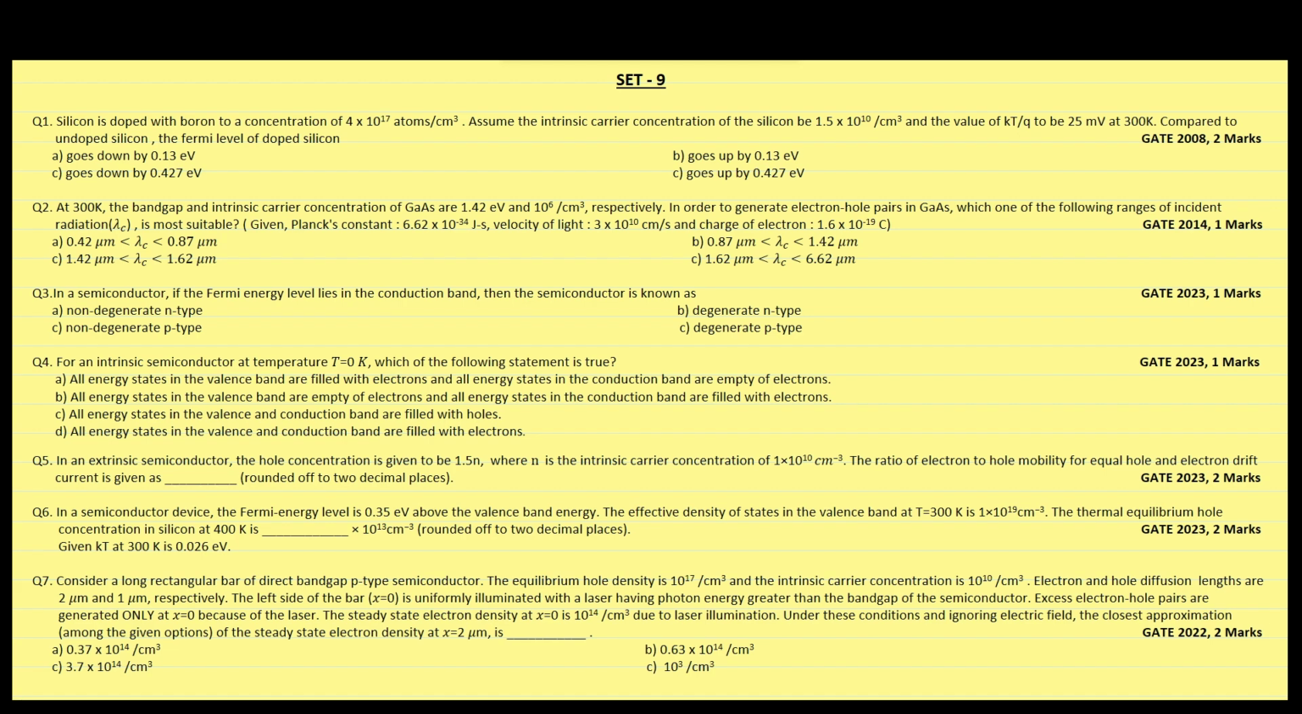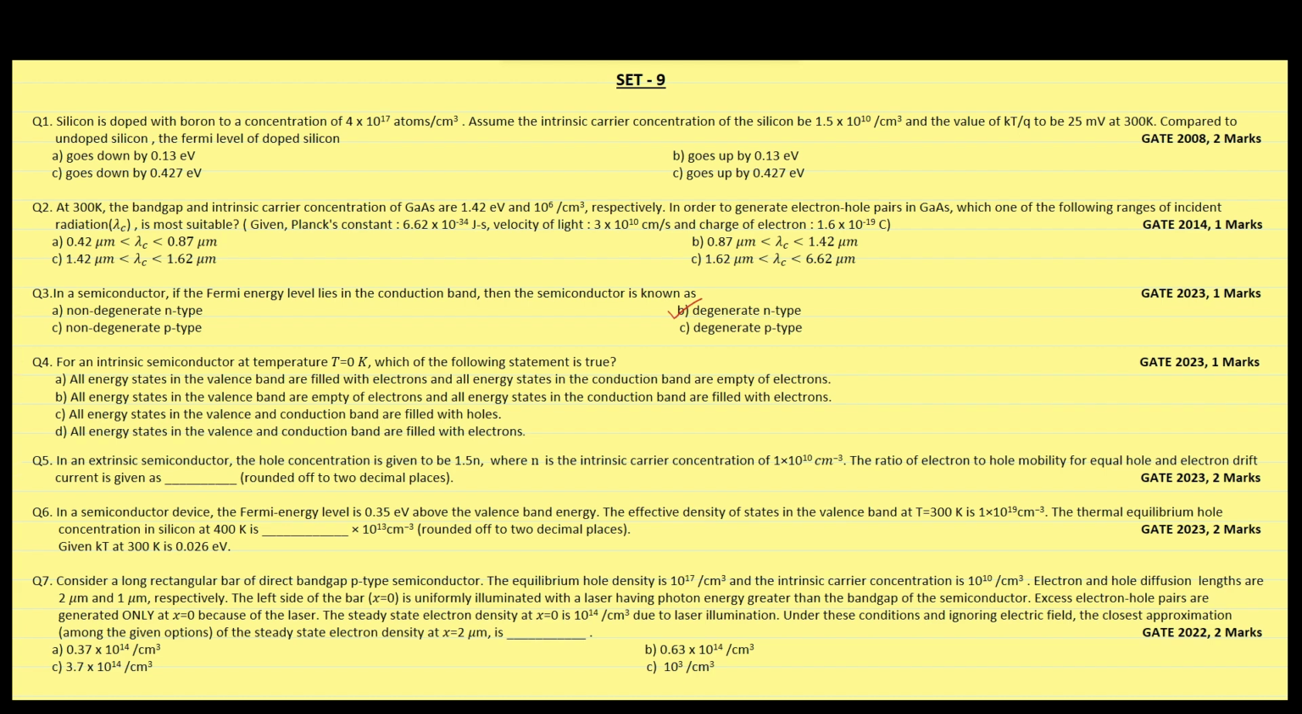First, we are going to see the solution of theoretical questions. For question 3rd, in a semiconductor, if the Fermi energy level lies in the conduction band, then the semiconductor is known as degenerate n-type semiconductor.